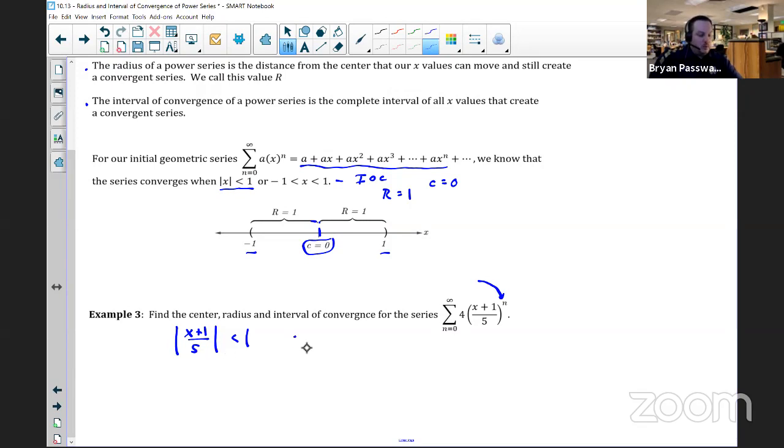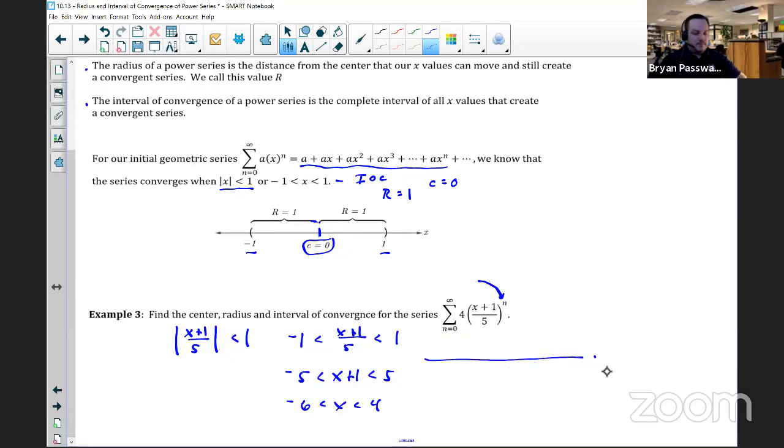So for solving this, we already said that we know we can write this as a compound inequality, right? -1 is less than (x+1)/5 is less than 1. And then to solve this, I can multiply everything by 5, and we get -5 is less than x+1 is less than 5. And then subtracting 1 from all sides, we're going to get -6 is less than x is less than 4, right? And so if I think about this on a number line, here's -6, here's 4, and I know that my series converges between those values.